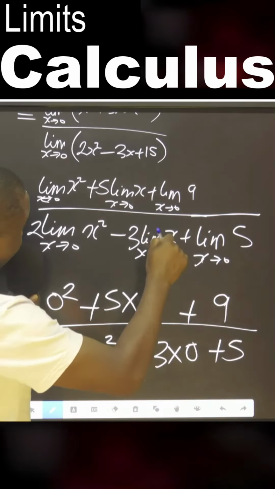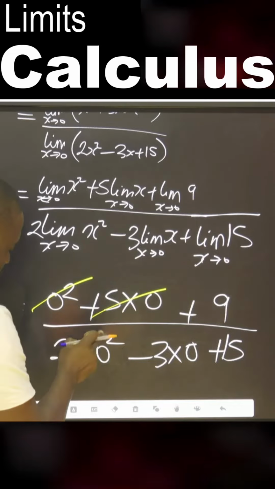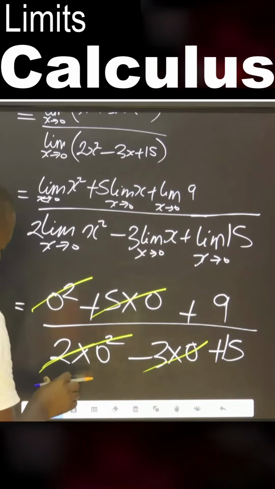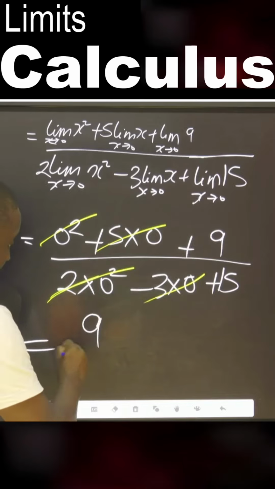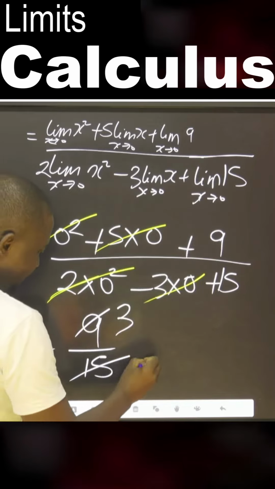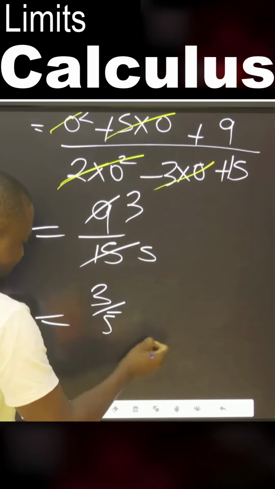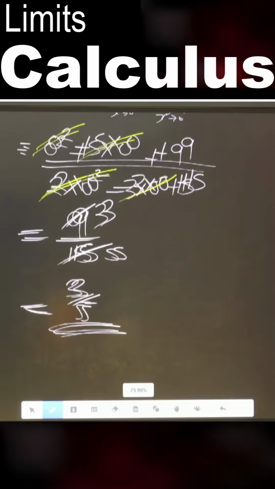It's like I'm making a mistake here. This is 15, please, okay? 15. So this will go, this will go, this will go, this will go. Remaining what? 9 over 15. 3 here is 3. 3 here is 5. So the final answer is 3 over 5 for this question, okay?